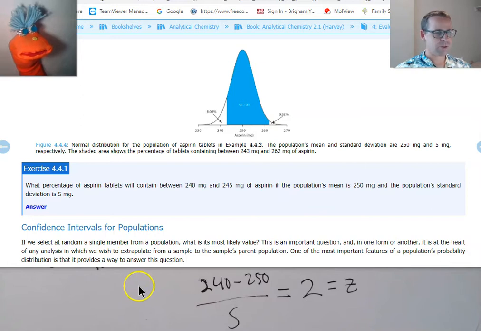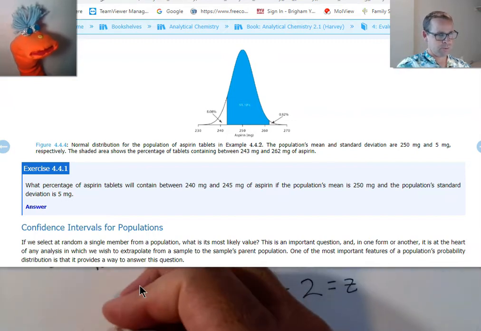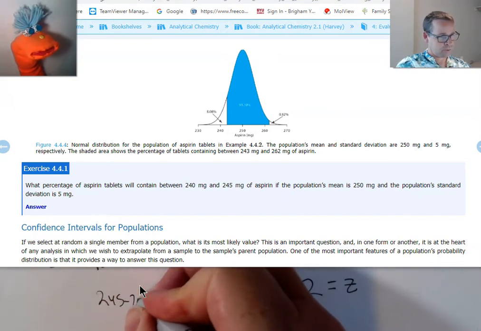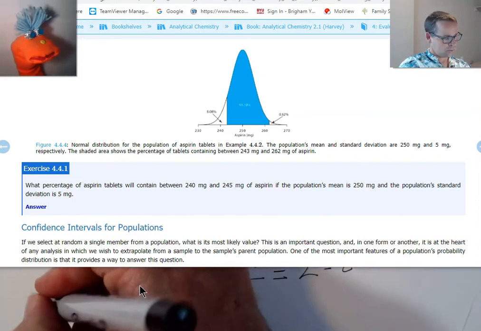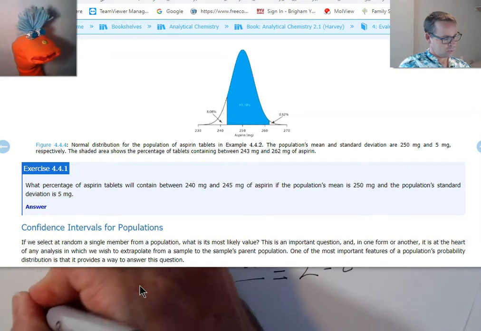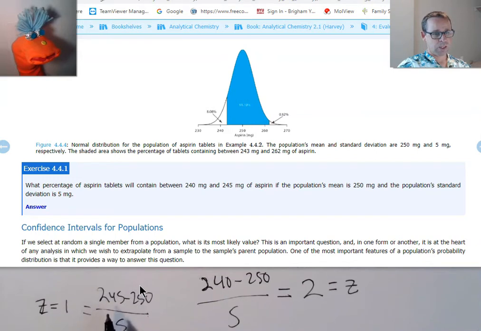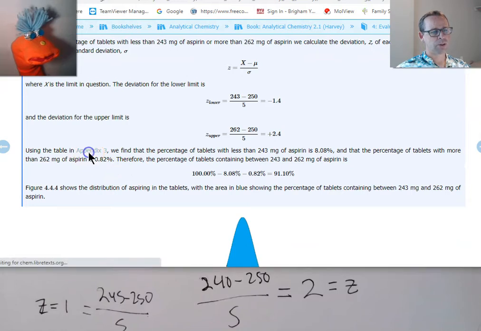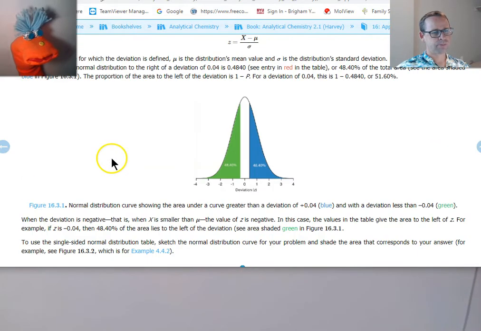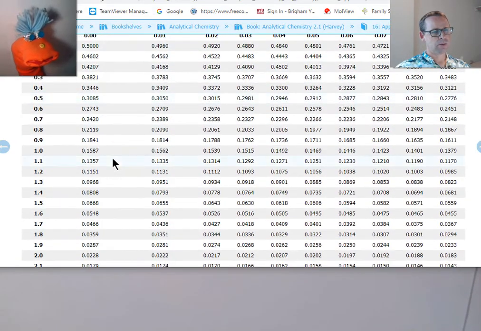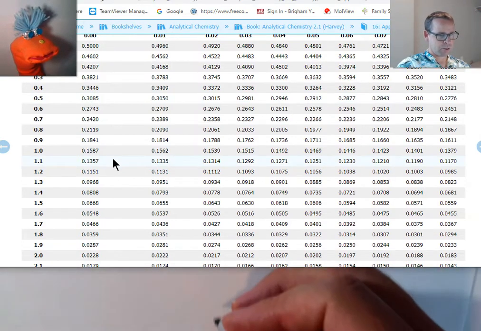So let's do our other one. What's the other one going to be? The other one is 245 minus 250. Very good. 245 minus 250, divided by the 5. And what's that? That's just 1. Good. So Z equals 1 for the 245, the upper limit, and Z equals 2 for the lower limit. All right. So now we'll head to our table here. 1 and 2 are our values that we're looking for. So what does that mean? 15.87%.